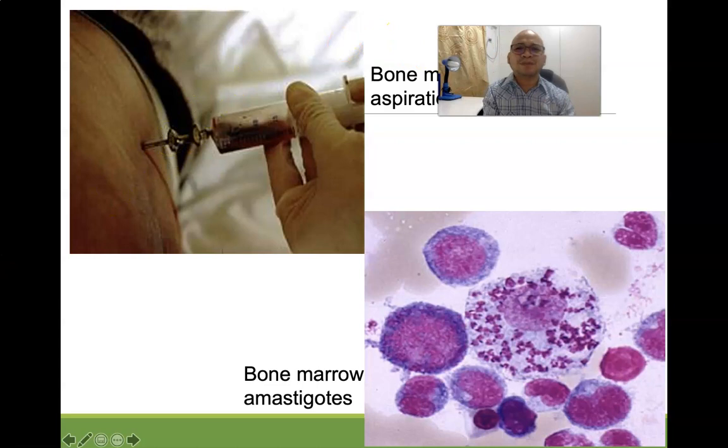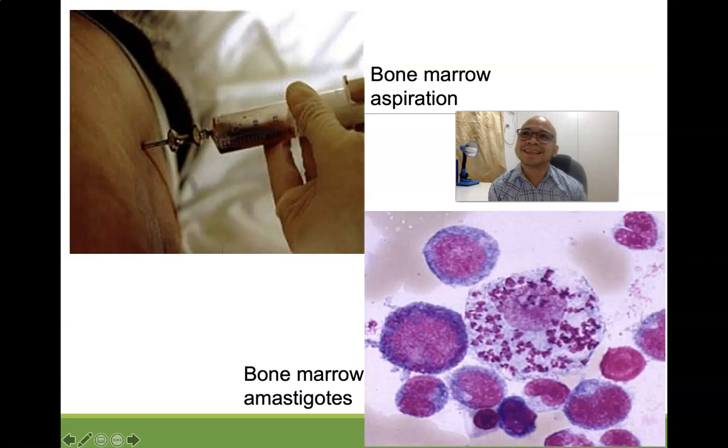If you'll be watching the procedure on YouTube, it's usually painful to look at, especially the needle, which is actually this long. You may want to watch the YouTube procedure for bone marrow aspirate biopsy, so that you'll appreciate the specimen whenever you receive it in the laboratory. You'll notice how difficult it is to collect such kind of specimen.